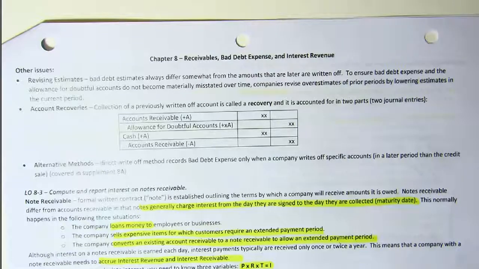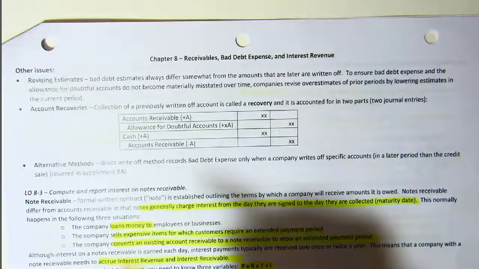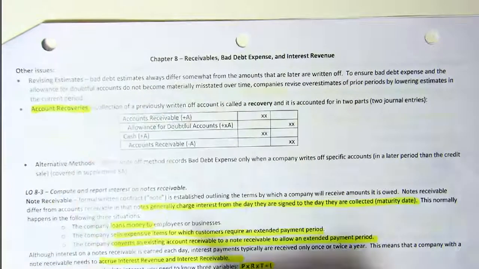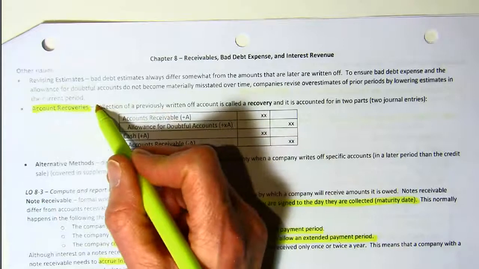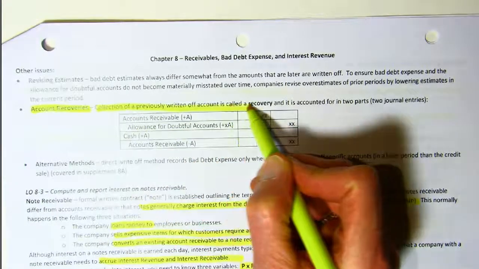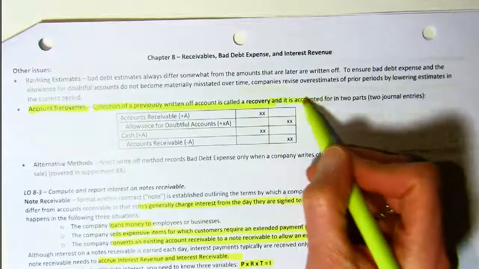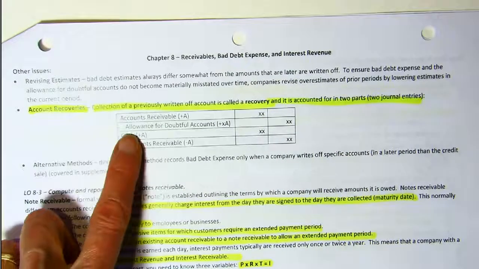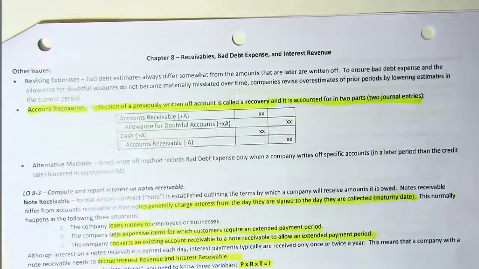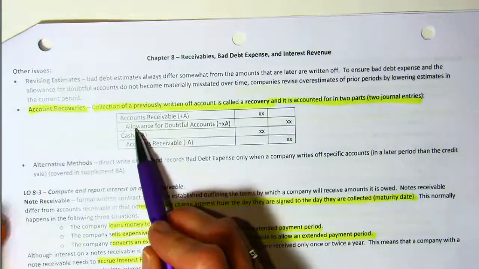One more thing, and this deals with account recoveries. We're going to have a problem on this in a moment. The collection of a previously written off account is called a recovery, and we take care of it in two parts. And what we're saying here is we thought the account was a bad debt, that we would never collect it, and yet the customer comes in and wants to pay us. So what do we do? Well, we first reverse the write-off.